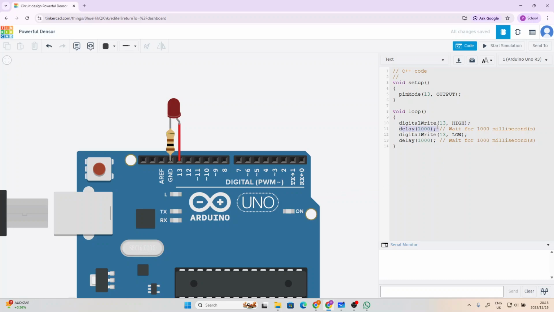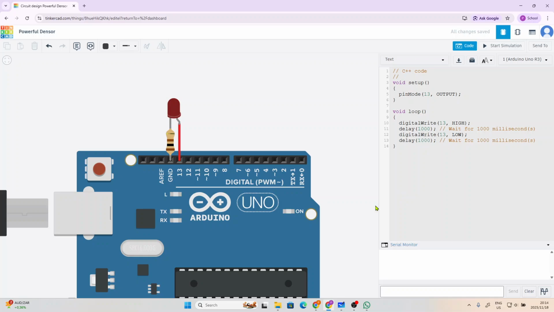Delay. It's in the name. It delays it for however many milliseconds. So how many milliseconds are in a second, guys? 1,000. Right. Thank you. Who can tell me what the next two lines of code do, from line 12 to 13?